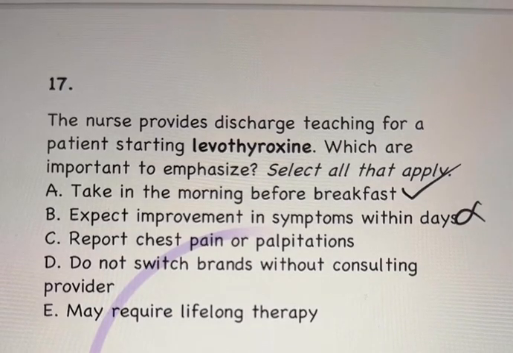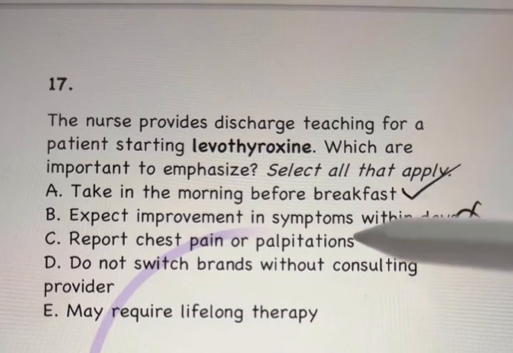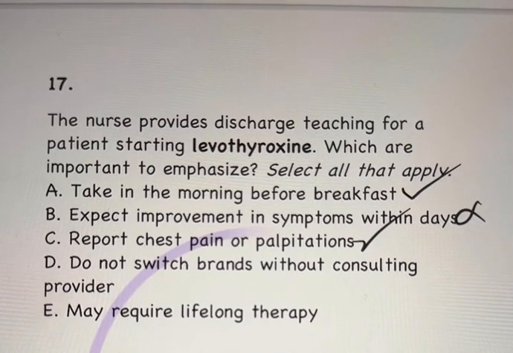Report chest pain or palpitations. What can happen over there? Yes, we need to, because we are giving thyroid hormone to patient right now, and sometimes increased dose can cause hyperthyroidism. That's why we can have chest pain and palpitation, because it is putting strain on cardiovascular system.